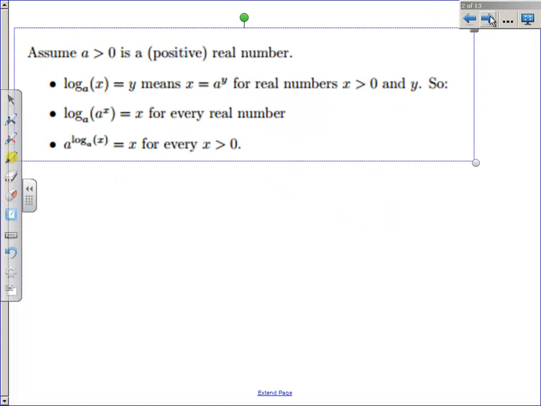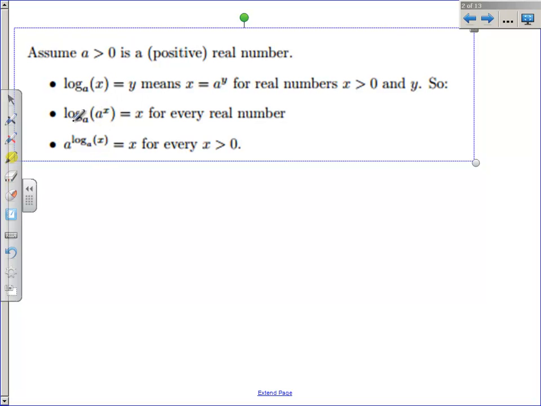So we're going to talk about, again, our base has to be positive. We already know this first bullet. This is how you rewrite a logarithmic statement into an exponential. And we're going to require that x is greater than 0, so the domain of logarithms has to be positive. Now, the next two you haven't seen yet.